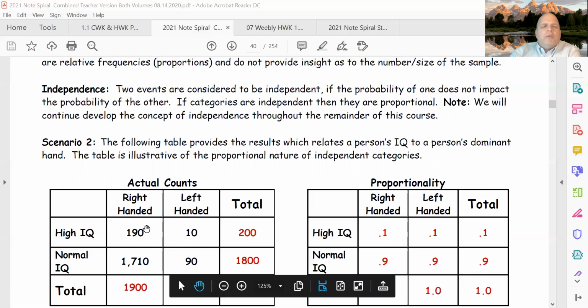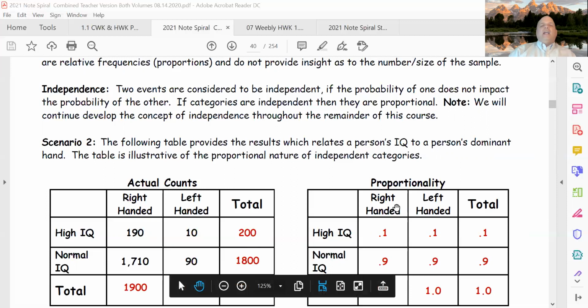All right, notice the table sums up vertically and horizontally. 190 plus 10 is 200, so 200 people had high IQ, and 1,800 people had normal IQ, and there you go. But if I take the 190 and divide it by 1,900, I get 10%. So 10% of right-handed people had a high IQ. Then if I go 10% of 100, I find out that 10% of left-handed people have high IQ, and 200 out of 2,000, 10% of the population had high IQ.